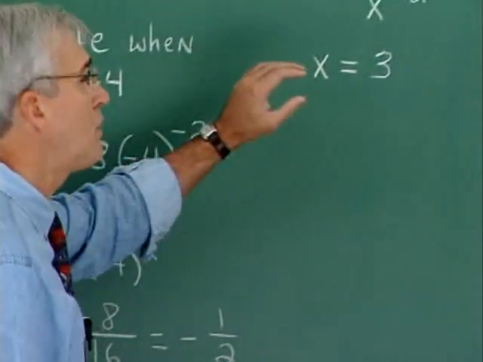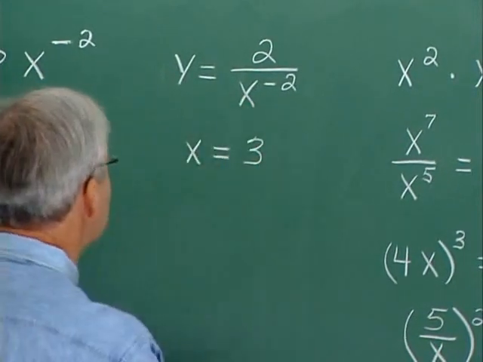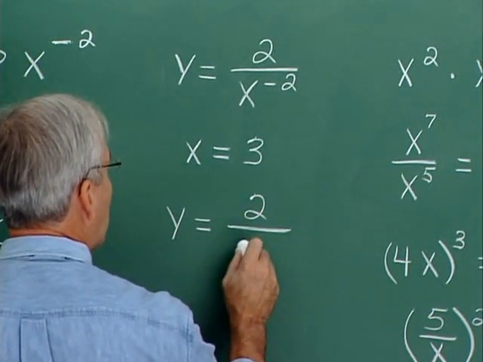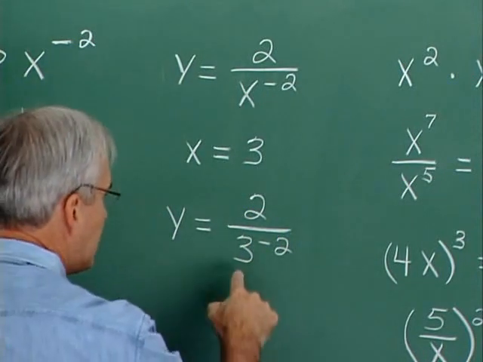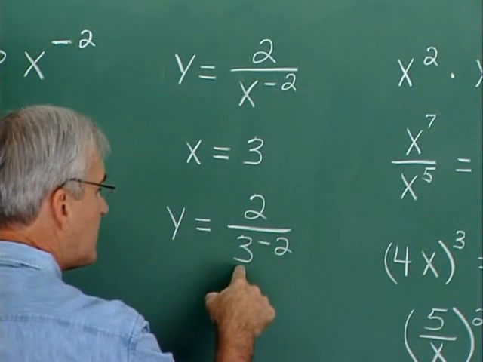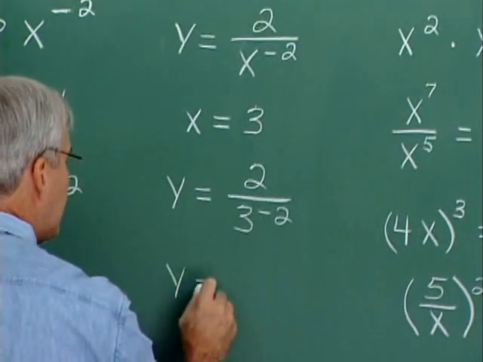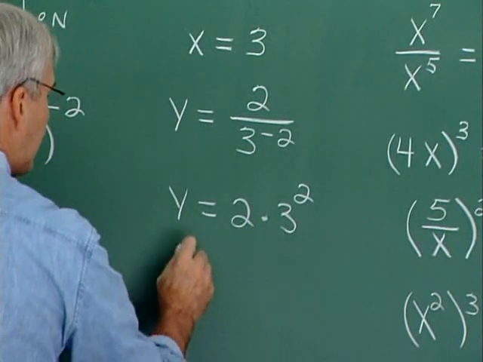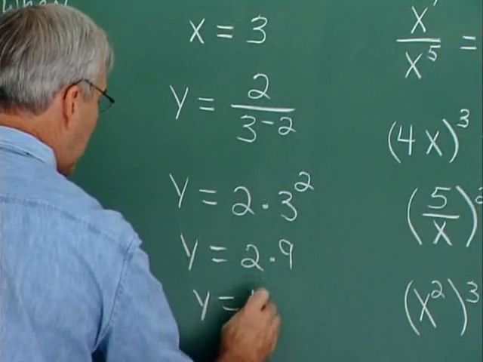In this next one, suppose we want to evaluate this when x is equal to 3. Well, let's replace x with 3 and kind of follow our nose through it. So we have 2 over 3 to the negative 2 power. Now once again, we have a misplaced base. We have 3 as the base of the exponent negative 2. The negative says that this base is in the wrong spot. It needs to go up into the numerator. So this really should be 2 times 3 squared. Now we'll square the 3 to get 9. This is 2 times 9, or 18 for y.